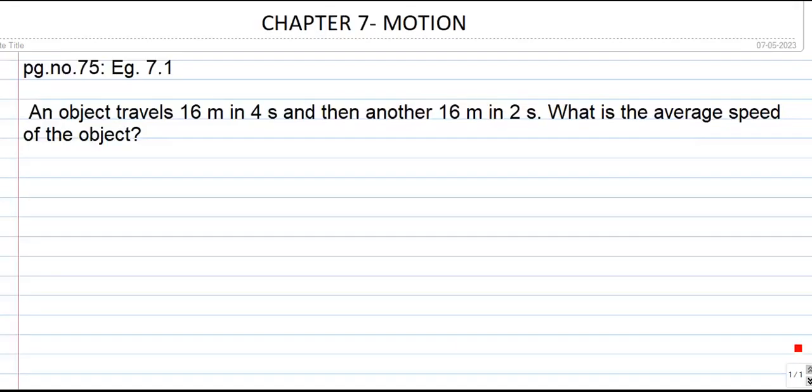The second question, which is in page number 75, example 7.1. The question says an object travels 6 meters in 4 seconds and then another 16 meters in 2 seconds. What is the average speed of the object? Now what we should know is the total distance and the total time taken. So we will find the total distance first.